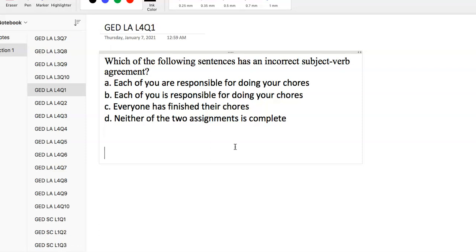All right, we got the GED language arts level 4 practice test. This is the most difficult practice test for the GED language arts. There are 4 levels that we offer here, and there are level 1, 2, and 3 practice tests as well on YouTube. If you haven't yet, I would recommend checking those out. On this one, we have 10 questions that we'll go through.